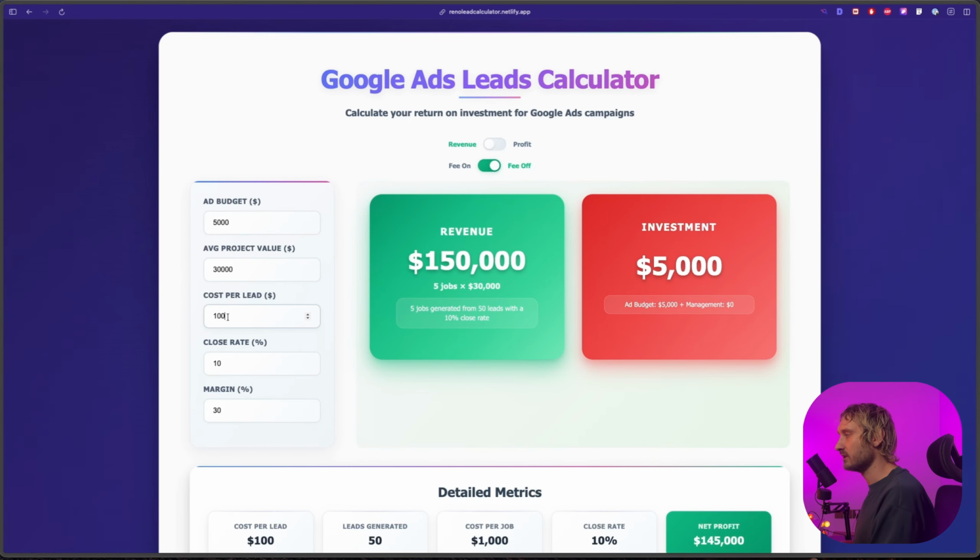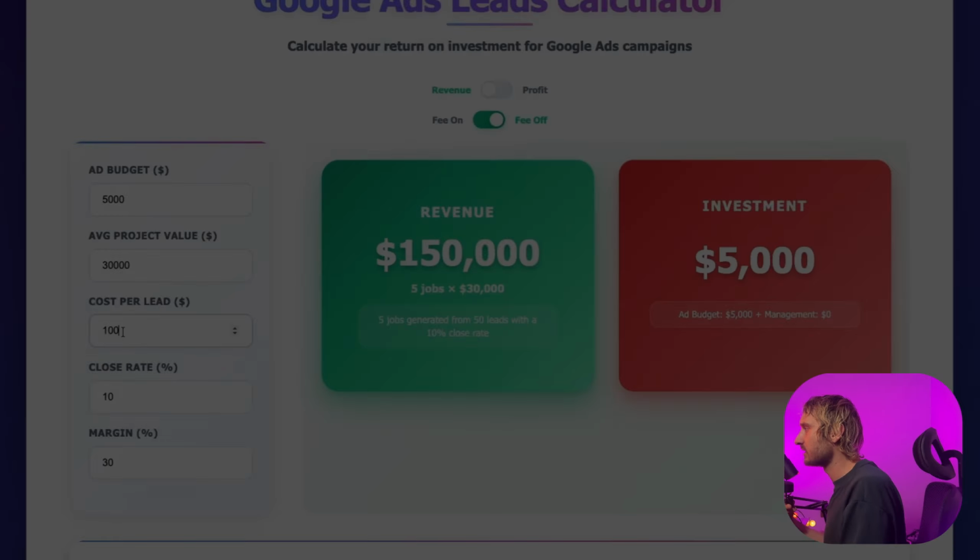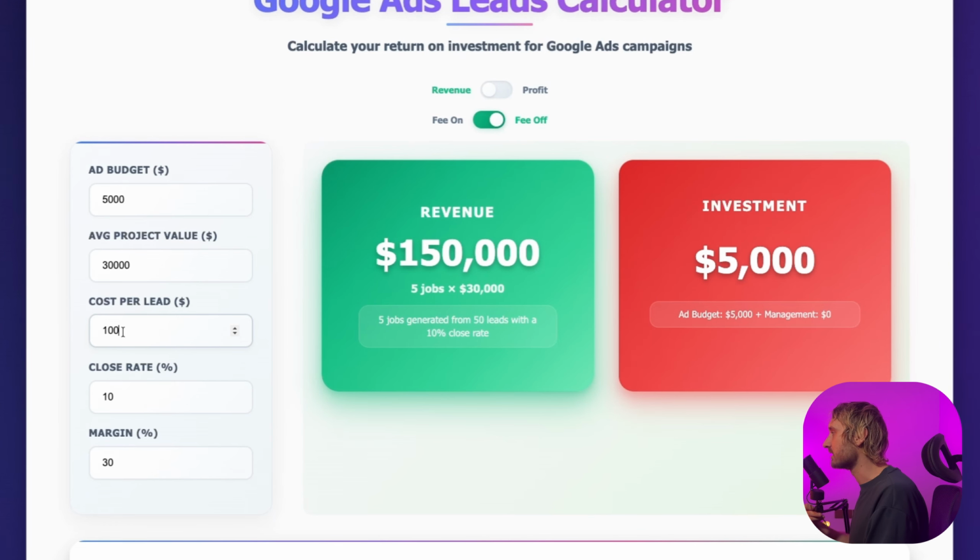Now, the cost per lead is an interesting one. In a previous video, I've shown you how you can forecast the cost per lead using the keyword planner, and in this video we're going to use the number that we get from the keyword planner and plug it into the ROI calculator to understand what kind of return we can make. So $100 is actually a really good starting point for a cost per lead estimation, so we're going to keep that.